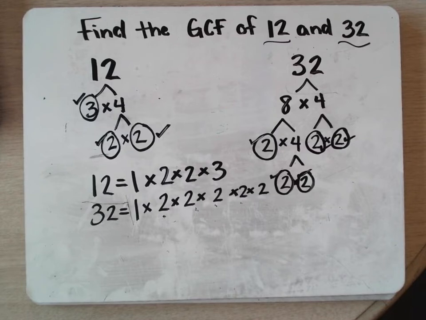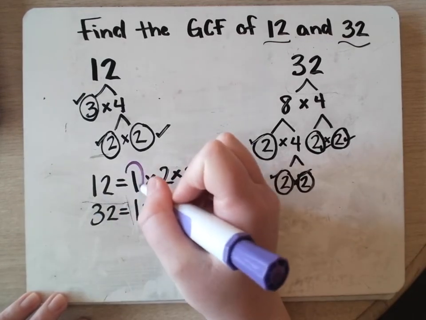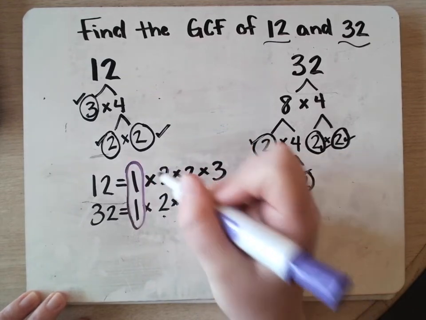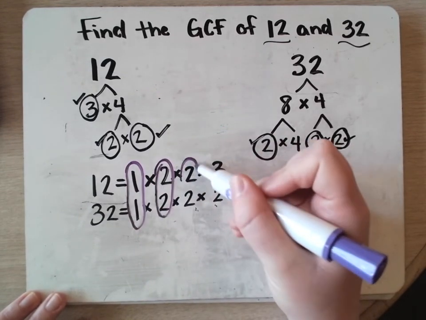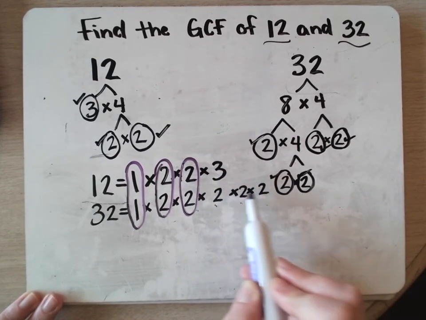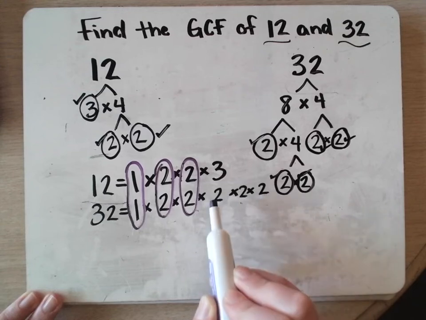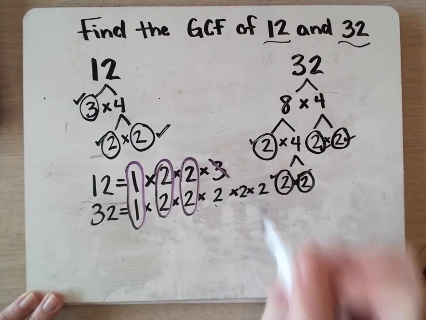Now your next step is to circle all the pairs of numbers you have. What that means is I'm circling numbers that are the same in both lists. So I have a pair of 1's. I have a pair of 2's. I have another pair of 2's. Now I get to my 3. I don't have a 3 in my second list of numbers to match up with this 3. I don't have a pair of 3's, so I can cross that off.